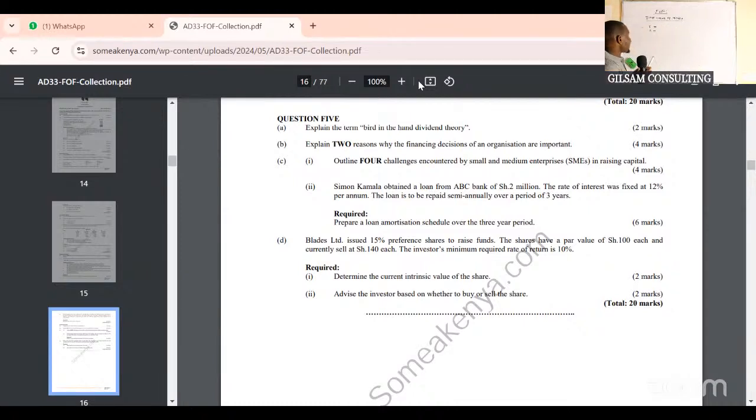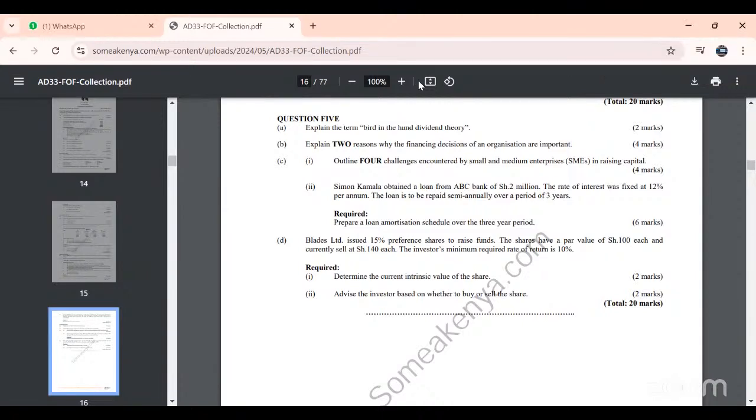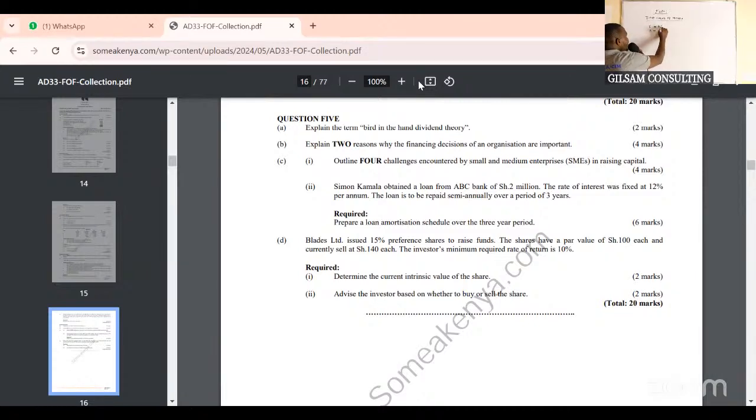What happens with the R and N? If you have been told to compute something semi-annually, in this case our R is 12%, but we have been told semi-annually, so we divide by 2, and then N is 3, we multiply by 2. So you will get 6 periods, and this one you get 6%.